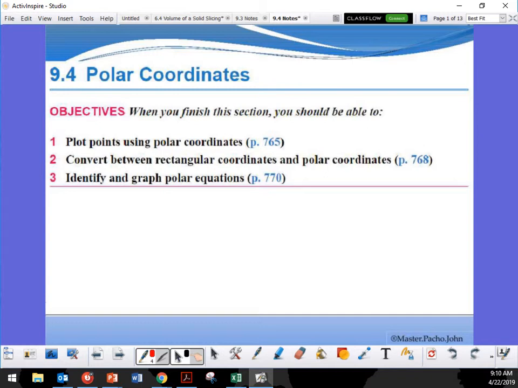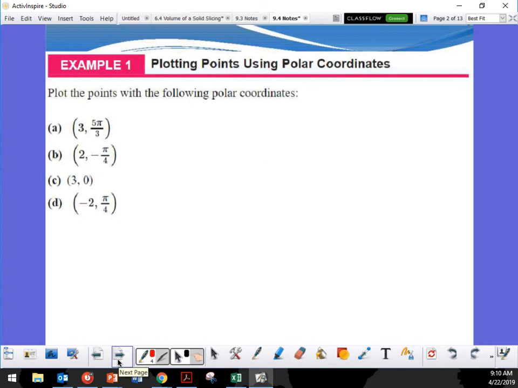For polar coordinates, your calculator is going to be crucial, because I'm going to show you some neat tricks. Once you get some of the harder ones, the calculator is going to be beneficial. Converting between polar and rectangular. Okay, so: plot points using polar coordinates.